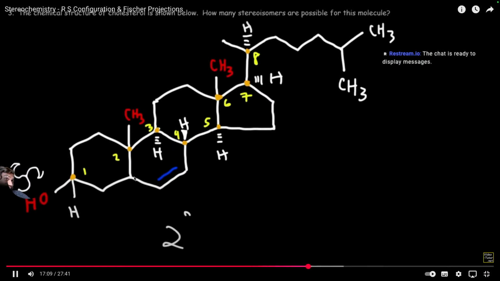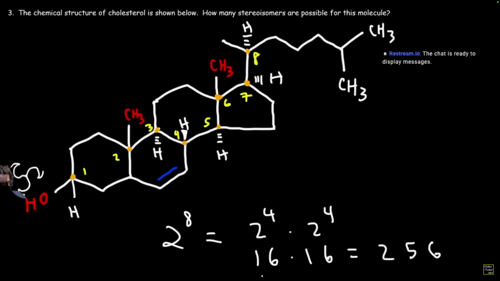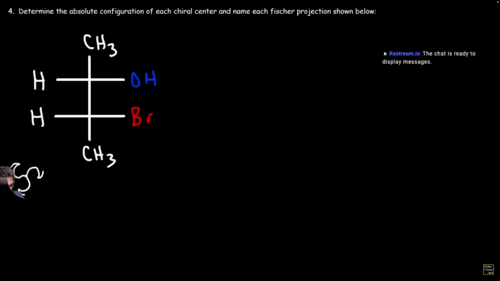So because cholesterol has 8 chiral centers, it's going to have 2 to the 8 stereoisomers. 2 to the 8 is 2 to the 4 times 2 to the 4. 4 plus 4 is 8. If you multiply 2 four times, 2 times 2 is 4, times 2 is 8, times 2 is 16. You get 16 times 16, which is 256. So this is the number of stereoisomers that are possible for this particular molecule.